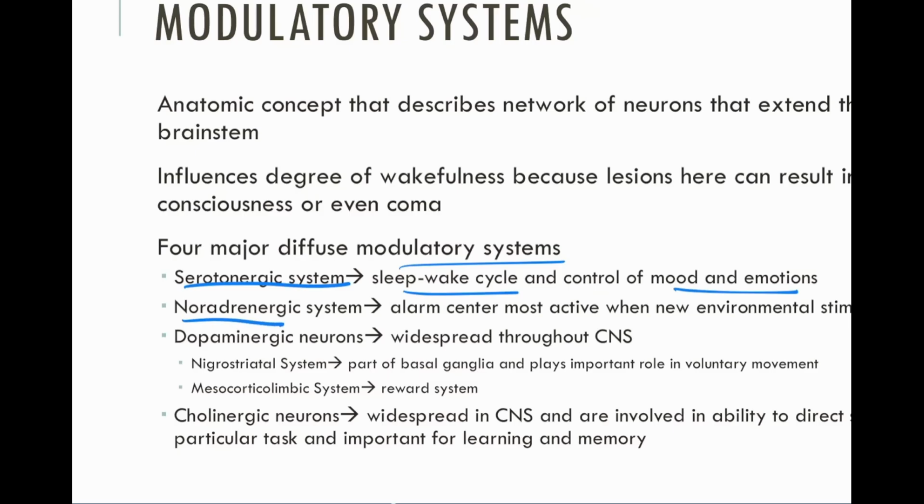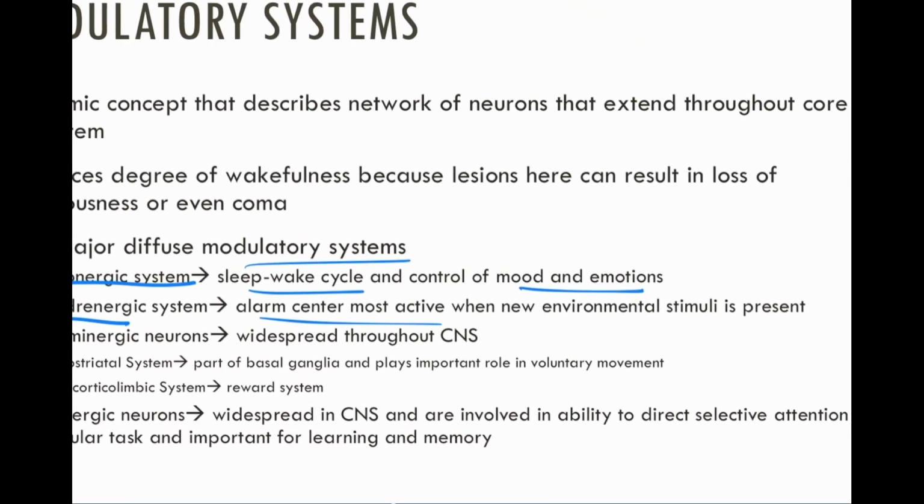Noradrenergic system. What is this? Is this fight or flight, rest and digest, activation, stimulation, inhibition? What is this one? Fight or flight. This is your stimulatory one. Alarm center. Most active when a new environmental stimuli is present.